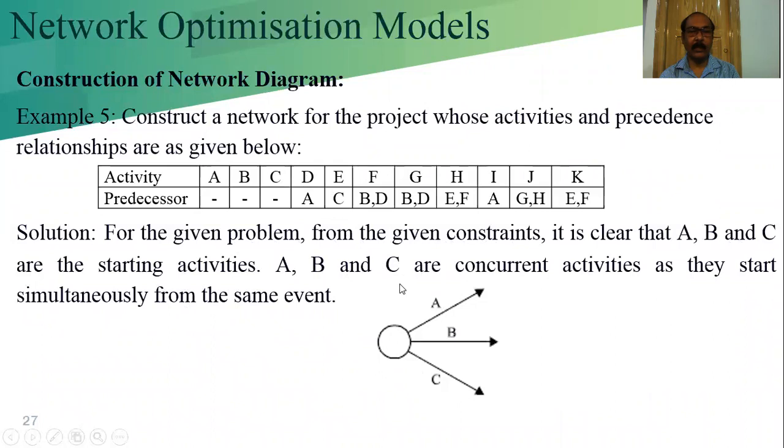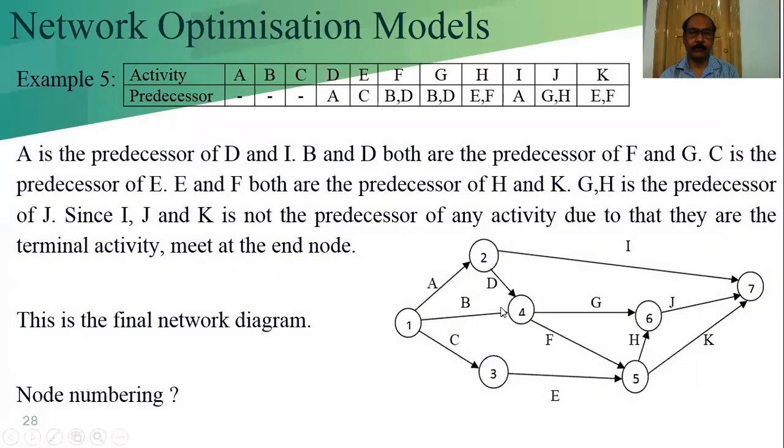Now, according to the dependency, we are drawing the diagram and trying to complete it with the help of the constraint relations. This is the final network diagram with the help of the rules, and then we are numbering the nodes with the help of Fulkerson's law.